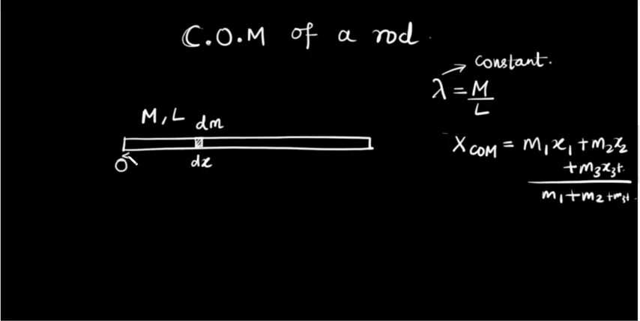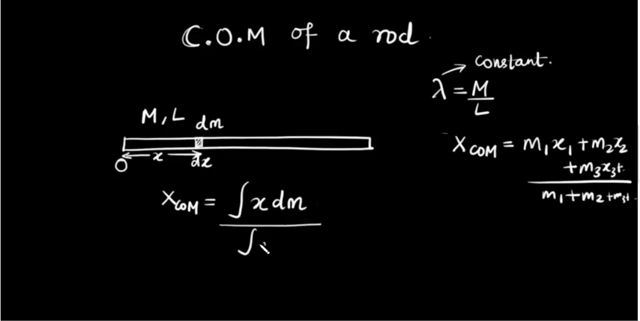Suppose we have at a distance x from the origin a mass of dm and the length is dx, right? So here the contribution of this term will be x times dm, right? And we have to add all these terms, so we have to integrate, right? So this will be XCOM, that is the x coordinate of the center of mass. Now we have to divide by total mass. So total mass will be integral dm. So here what we will get is integral x dm.